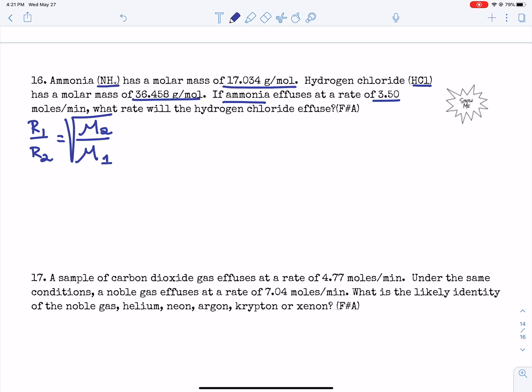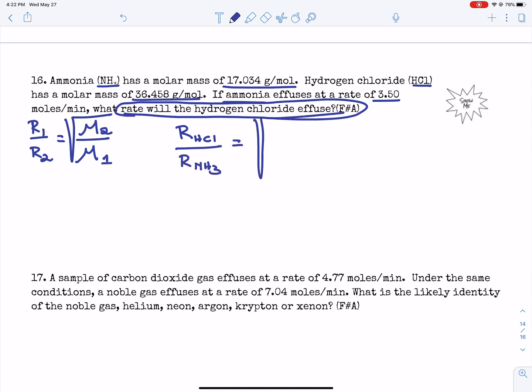And then let's take a look here. If I want to solve for the rate at which the hydrogen chloride will effuse, it is always easier for me to solve for a variable in the numerator on the top. So I'm actually going to make molecule number 1 the HCl. That's what I'm trying to solve for, the rate of the HCl. So this will be the rate of the NH3, and then this will be the molar mass of NH3 over the molar mass of HCl.